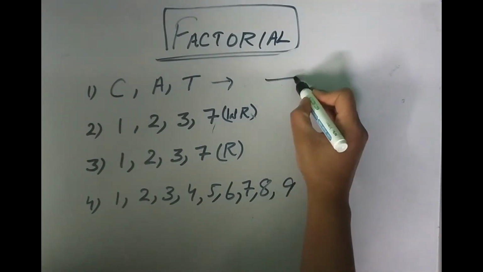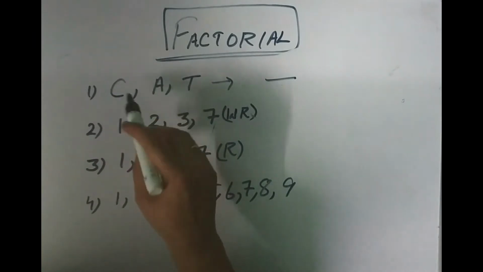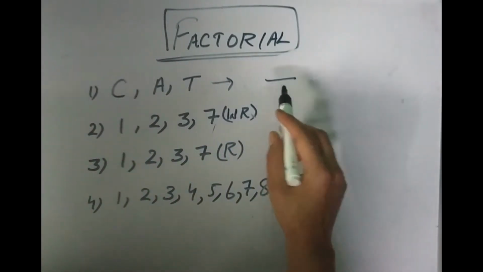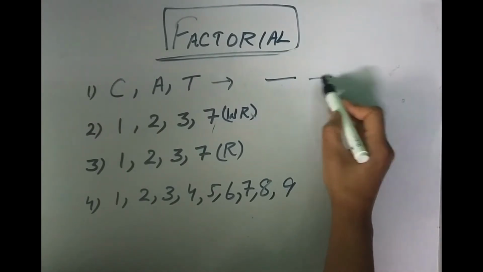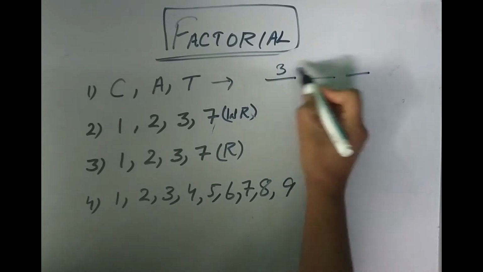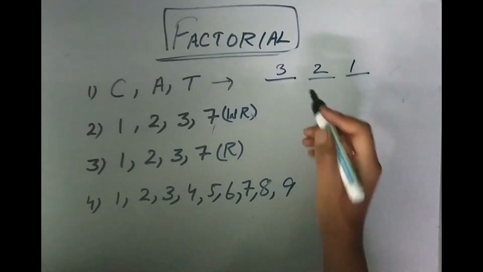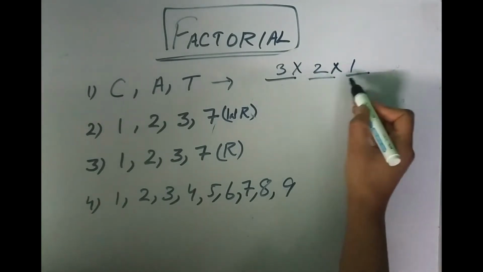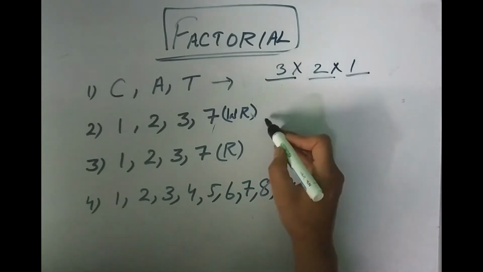The first place can be filled up by 3 different ways, either C or A or T. And once the first place is filled, for the second place we just have 2 options, and for the third place we just have 1. So 3, 2, 1. And how many words are there in total? Those are what we can get by multiplying these.